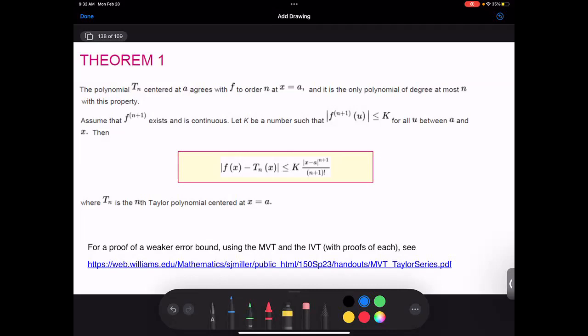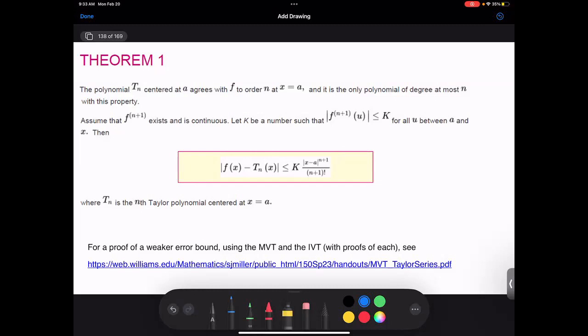So if you want, I've included a link to a proof that I wrote up years ago using the mean value theorem and the intermediate value theorem and going through the proofs of these as to how you would get this bound. Well, not exactly. I was lazy. I did not want to get the best possible bound. So I had said something, but nobody really caught me on it.